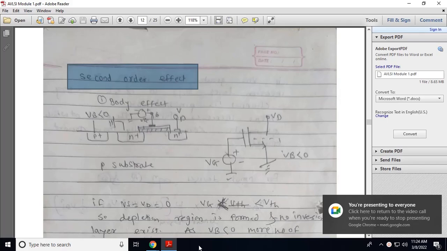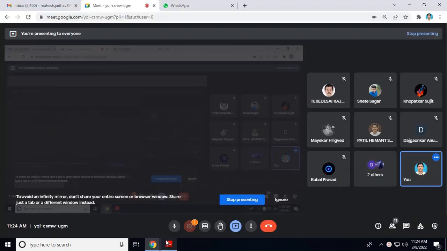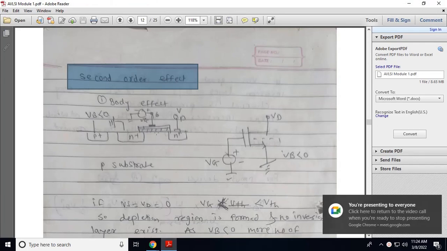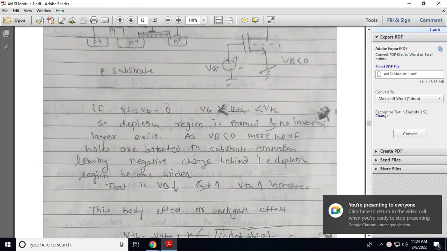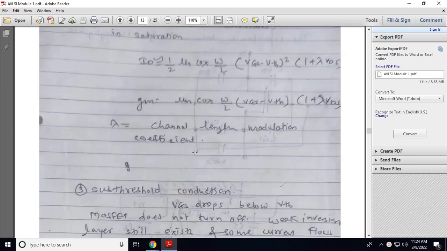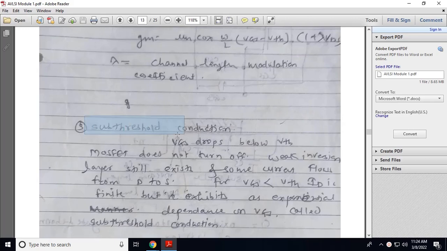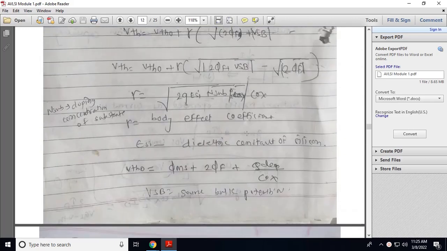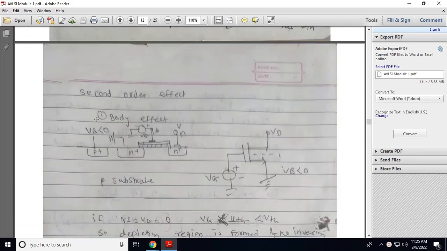Today's topic is second order effects. There are three second order effects. One is body effect, second is channel length modulation effect, and the third is sub-threshold conduction. So these are the second order effects. We will discuss first the body effect.